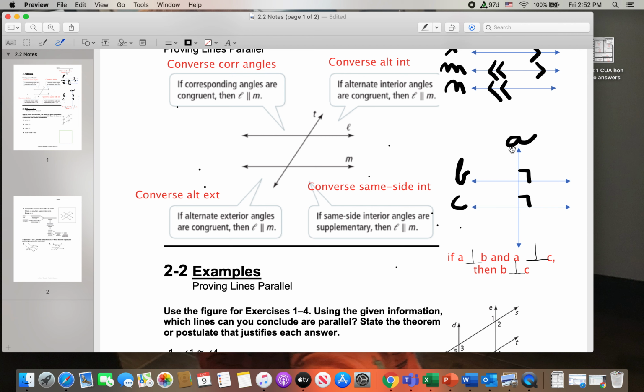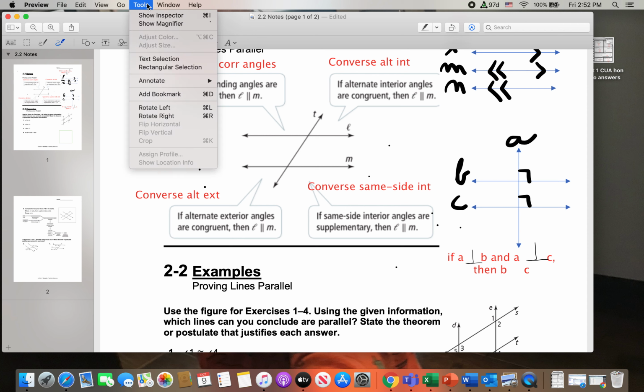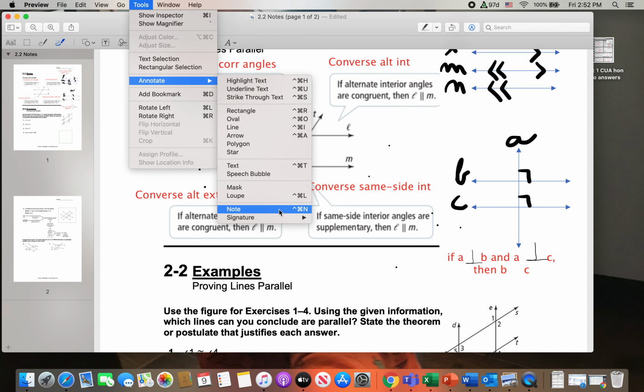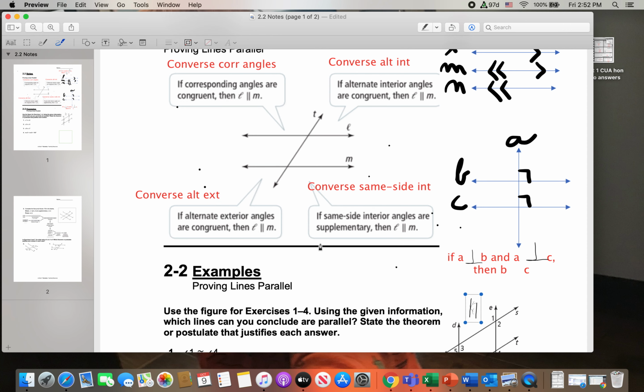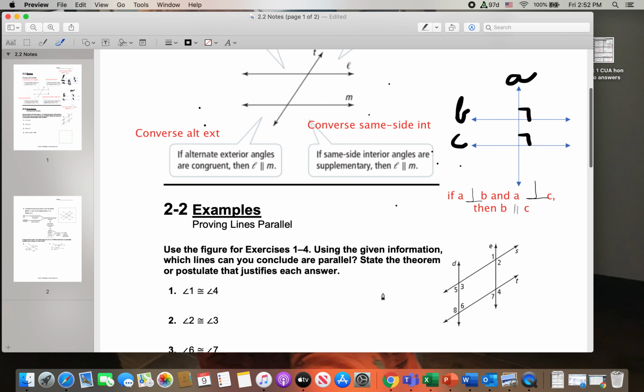Okay, so if, whoops, and that's the wrong symbol anyway. If A is perpendicular to B and A is perpendicular to C, B and C are parallel. That was our whole thing. Annotate, signature, pick parallel. They're parallel to each other. And we can make it smaller. And then move it where it's supposed to be. B is parallel to C. Okay, a lot of work for those notes.